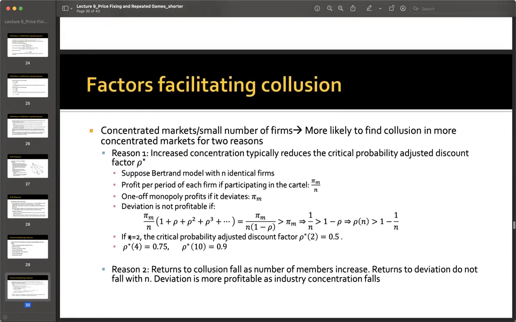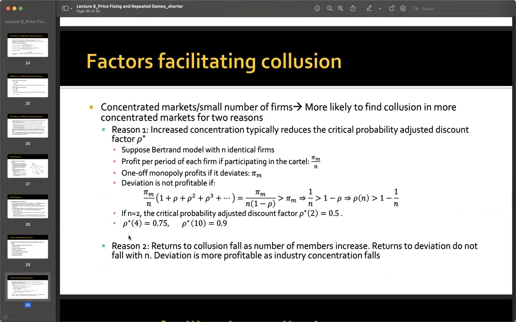All right, so now let's talk about factors facilitating collusion. So concentrated markets are a small number of firms. So they are more likely to find collusion in more concentrated markets. Reason 1. Increased concentration reduces the critical probability adjusted discount factor rho star. So again, if rho star goes down, then it's more likely that your industry has a rho that's bigger than rho star. That's the whole point of reason one, right? So when rho star is low, then it's possible to find collusion. It's more likely to find collusion there.